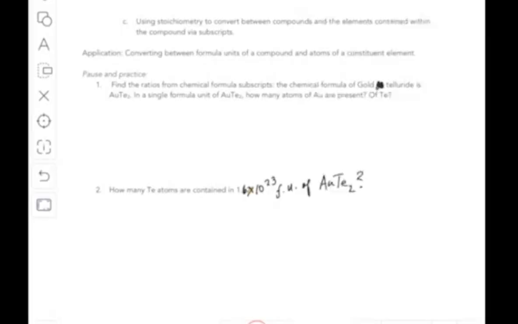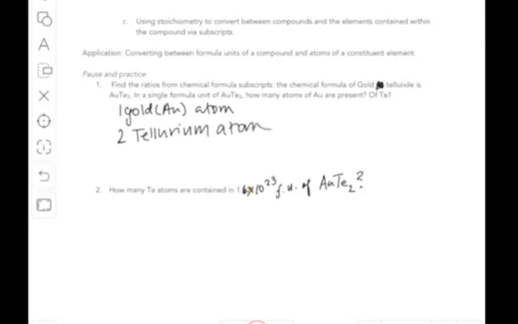The chemical formula of gold telluride is AuTe2. If we remember back to chemical formulas, the subscripts tell us how many of each atom is in one formula unit of the compound. Pause the video and determine how many atoms of gold and how many atoms of tellurium are in one unit of AuTe2. The 2 on the Te tells us we have 2 tellurium atoms in one formula unit, and the lack of a subscript on the gold tells us that we only have 1 gold atom in a formula unit.